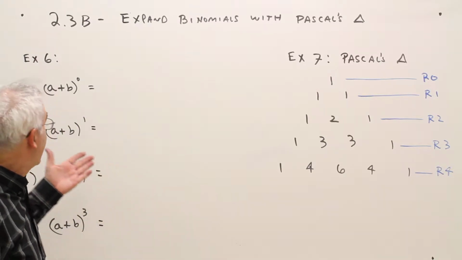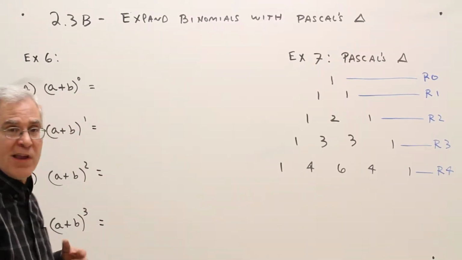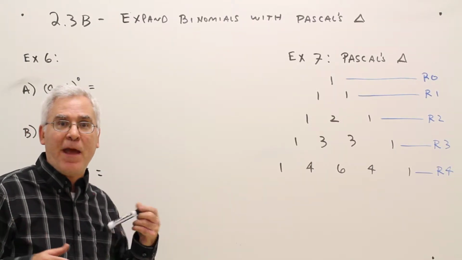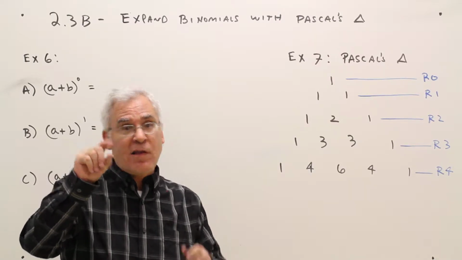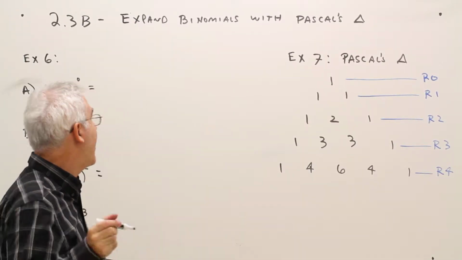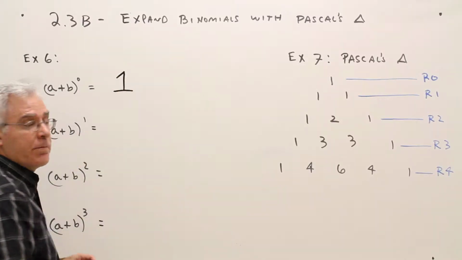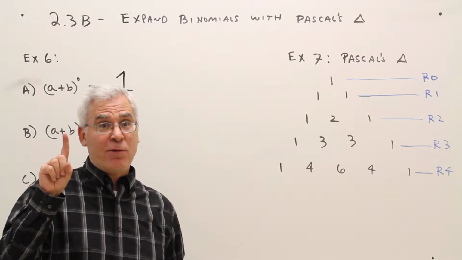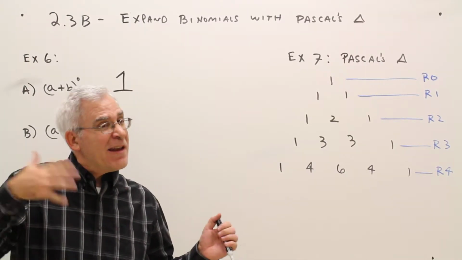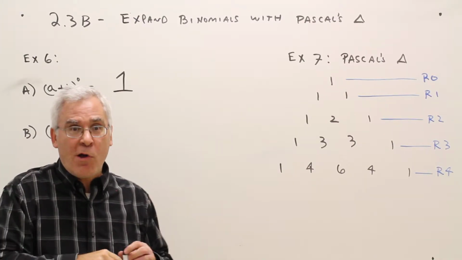Let's just expand the binomial a plus b to the 0, 1, 2, and 3 and see if we can find a pattern. So anything raised to the 0th power is 1, except 0 to the 0th, and we'll save that for calculus. So this is just a big 1. Okay, a plus b to the 1. Anything raised to the first is just itself. Now for the investigation, it's helpful if we list the coefficients, so I will insert 1s as needed.